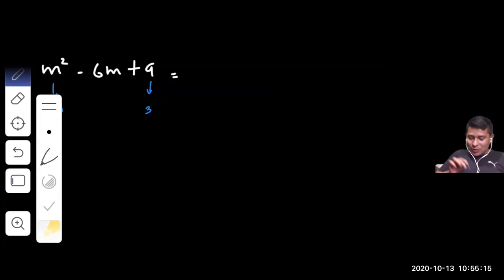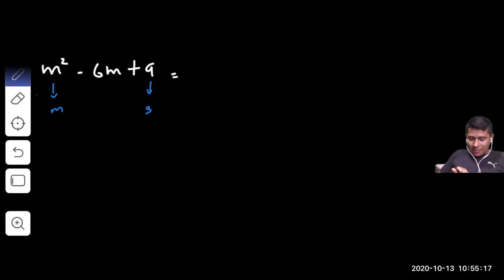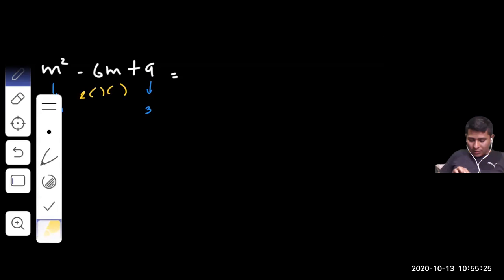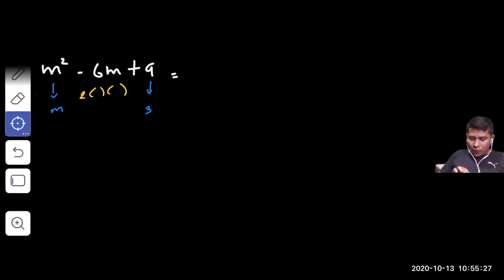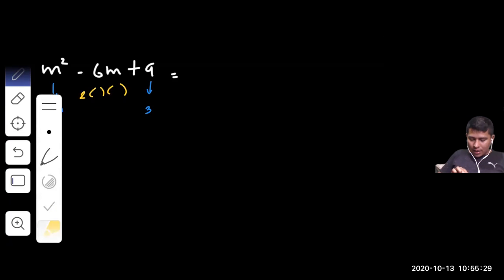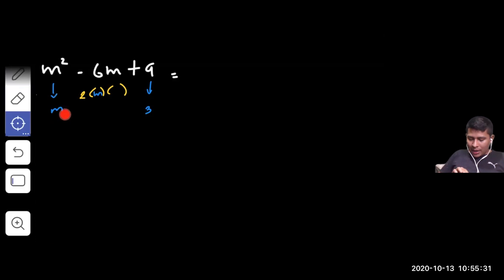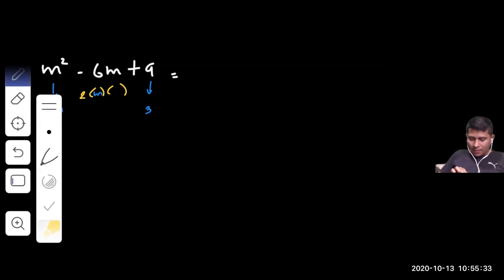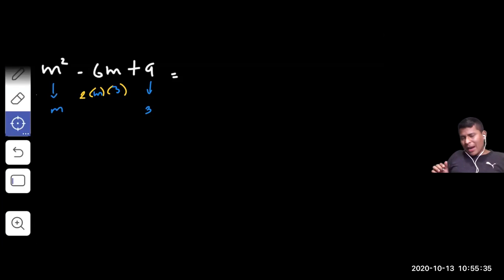I need to check the middle term, guys. The middle term is 2 times a times b, if this is a perfect square. What is the first? m. I substitute m. And what is the second one? This is b, 3. Can I get the middle term, guys? 2 times 3, yes. 6m.